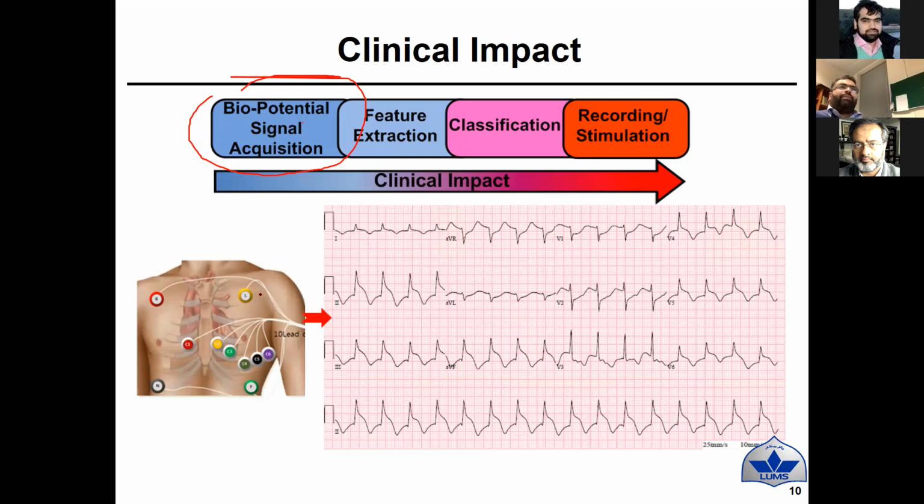For example, if you look here, we have these electrodes. There are 10, 12 electrode systems available for ECG. So these all are electrodes which are connected to your chest. And these are the ECG patterns. Based on these ECG patterns, we try to detect whether the heart rhythms we have are fine.